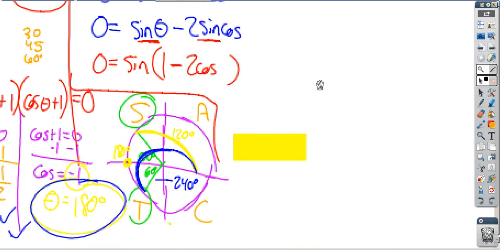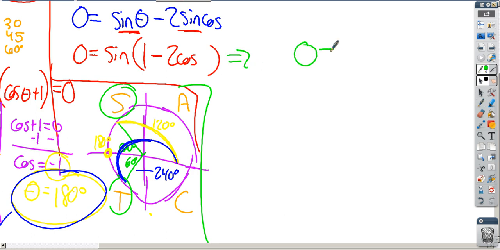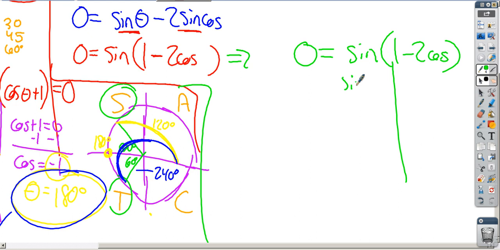All right. Sorry, this is getting messier than intended here. So we'll get rid of all this stuff. Okay, and then I'm just going to rewrite it over here. So 0 equals sine times this. Okay, how do we make this 0? There's two ways. We can make the sine equal to 0, or we can make the 1 minus 2 cosine equal to 0. Let's start with the left side, because that's easier.